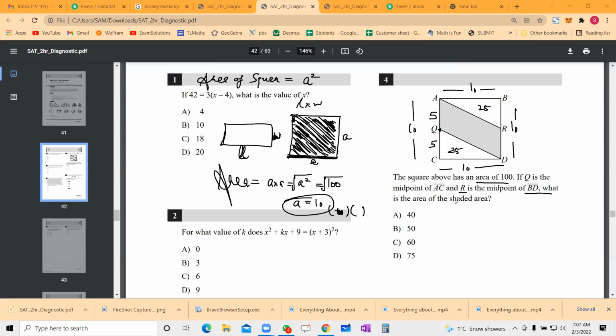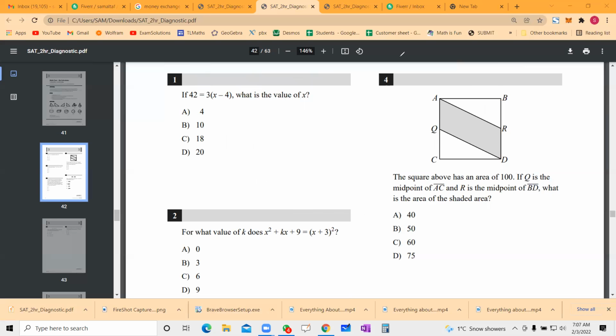And what is the area of the shaded area? So that would be 50. Correct, because the total area of the square is 100 minus these two 25s, minus 50, and that's equal to 50, right? Yep. Option B. Oh, that's pretty easy. Okay, great. So till now, everything is fine, right? Yep. Let's move to the next one.